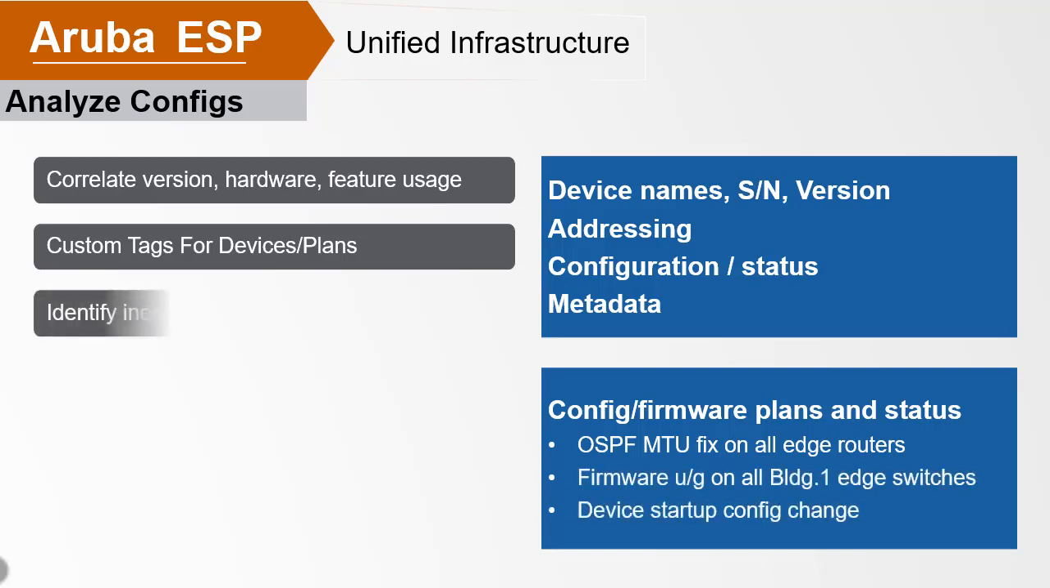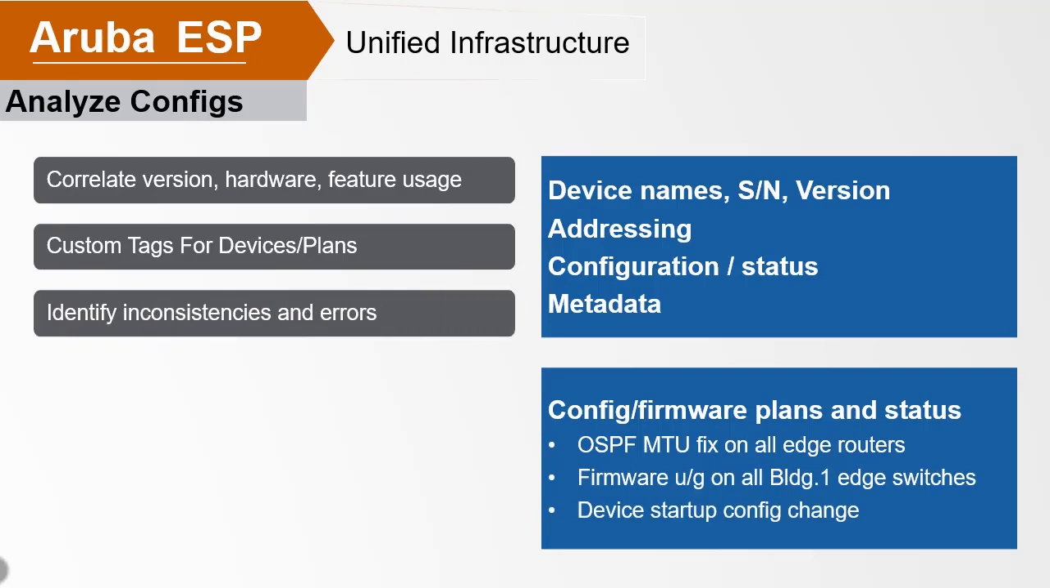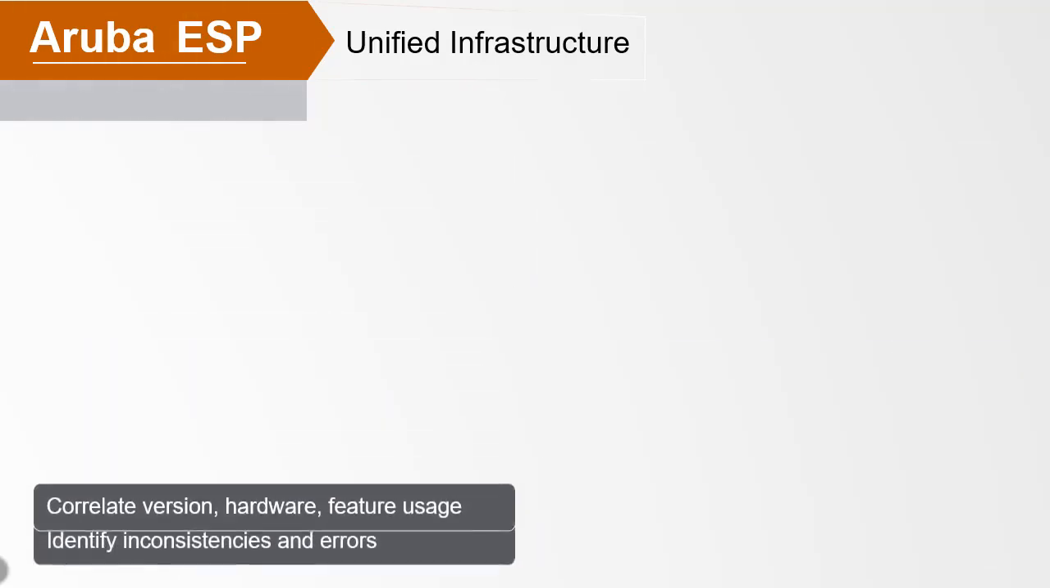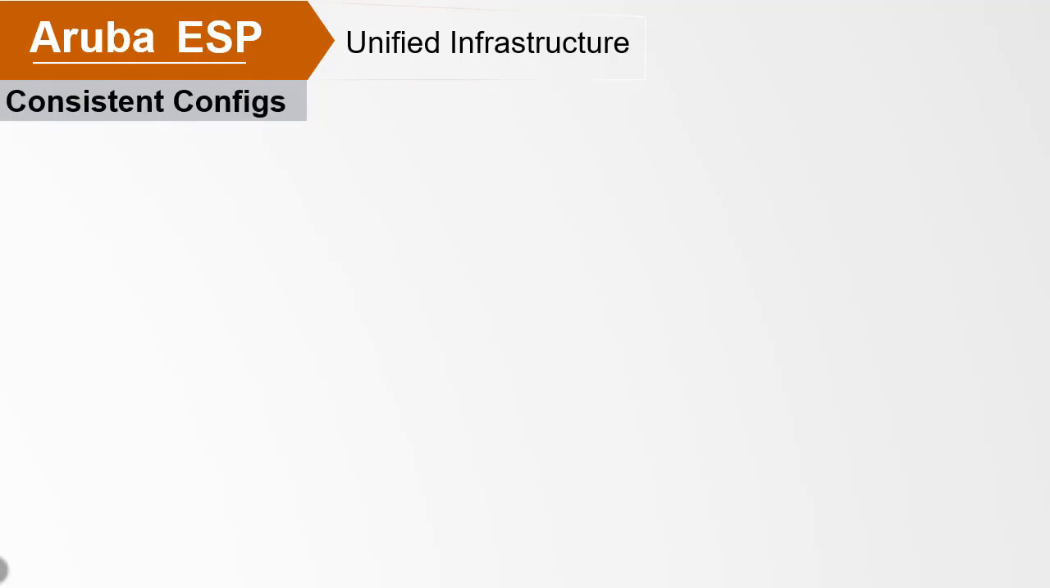You can also identify inconsistencies and errors, such as security policy violations. So say, show me configurations of any access switches in Building 5 that changed within the last week. Or, are there any configurations that violate our security hardening policy? Okay, so powerful configuration analysis, but you also need configuration consistency. And it better be easy, right?